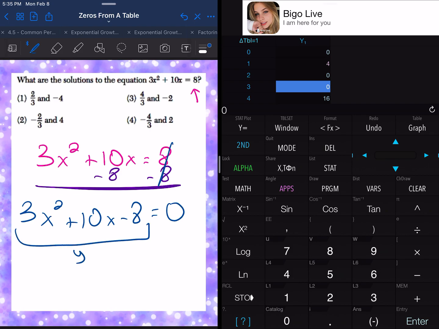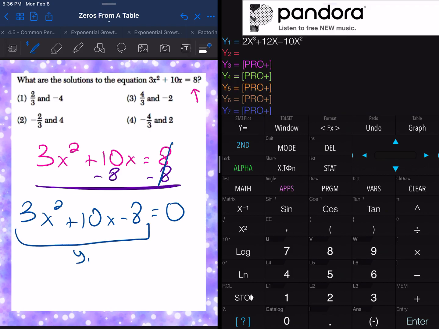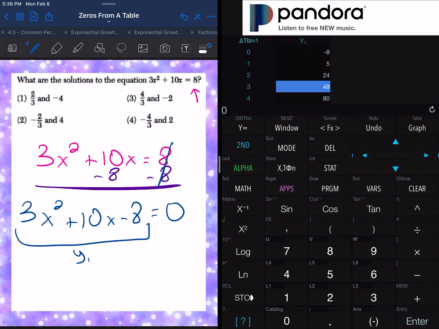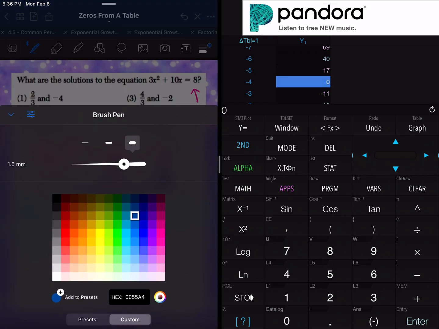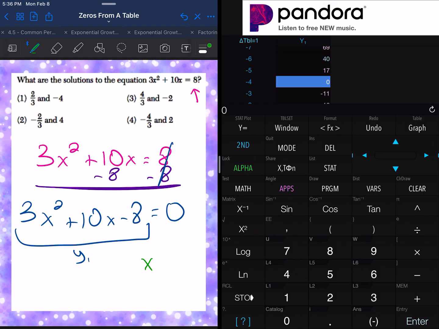So this is what I'm going to put into my calculator. Hit y equals 3x squared plus 10x minus 8. Hit second graph. What is a 0 that you see in this table? Hopefully you saw that negative 4 was a 0. So if I was going to set up my table, x and y, my two zeros, I know negative 4 is going to be one of them.